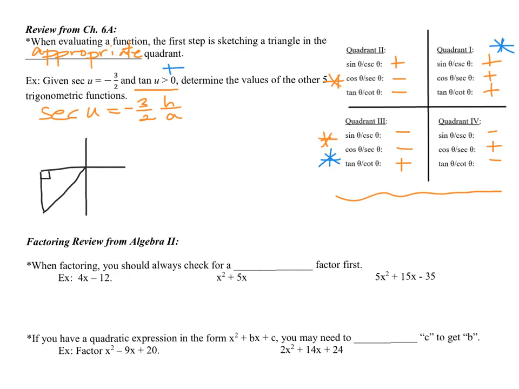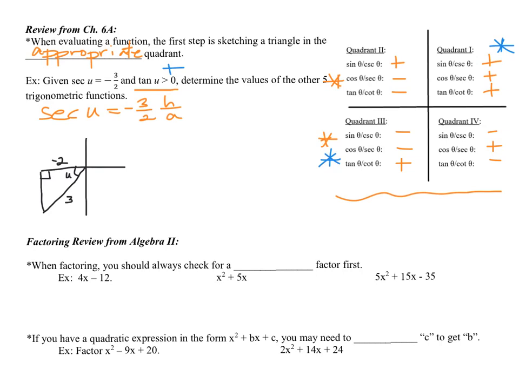Now we have to be careful here. This angle is u, it's not theta anymore. And if the hypotenuse over adjacent is negative 3 over 2, only one of those values can be negative. Now remember, the hypotenuse is always positive. That would mean when we count to the left on the x-axis, the x-coordinate is negative.